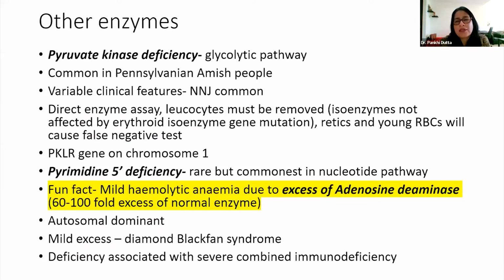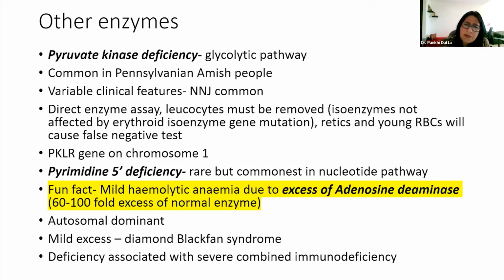There are other enzymes, far, far less common. So sometimes when there is evidence of oxidant damage or even some hemolysis, and G6PD on repeat also is normal, we should think of other enzymes. There are a few more. I have just picked up pyruvate kinase deficiency, which is the commonest enzyme deficiency affecting the glycolytic pathway. It's very uncommon otherwise, but common in some, particularly in the Amish people, particularly in Pennsylvania. And all that has come from one particular couple, it seems.